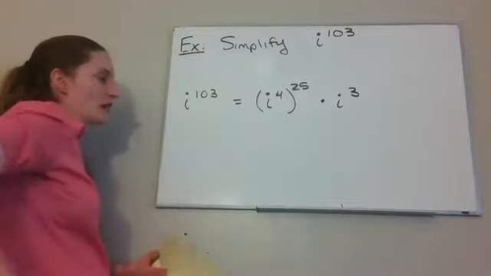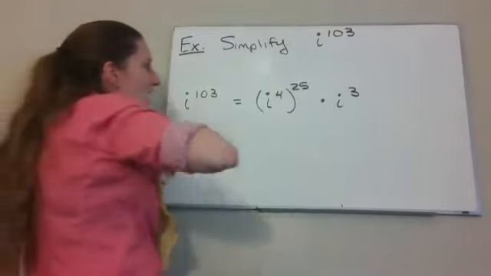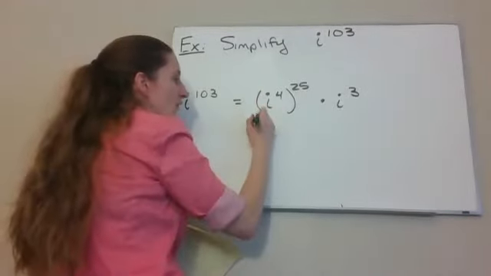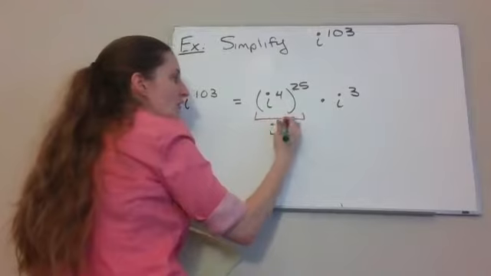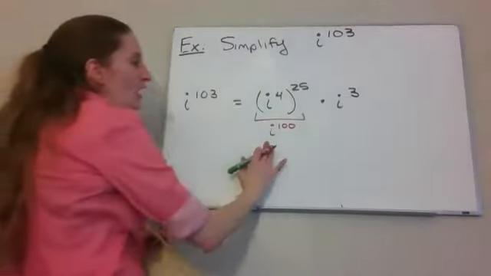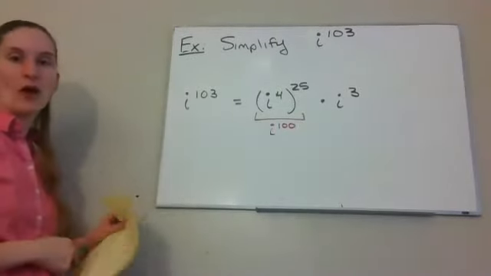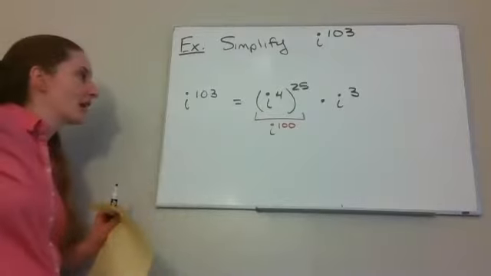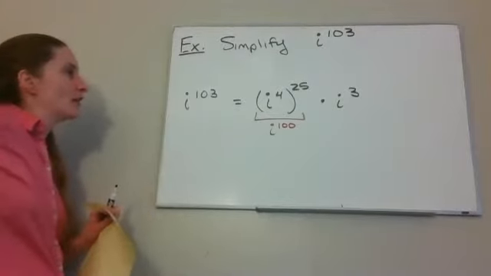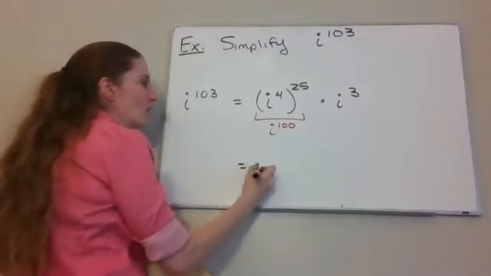So just double check this real quick, make sure we still have the same thing. i to the fourth to the 25th, this guy is i to the 4 times 25, that's the 100th power. i to the 100th times i to the third, you would add the exponents to get i to the 103. So this is the same expression. The only reason I wrote it this way is because I know i to the fourth is equal to 1.